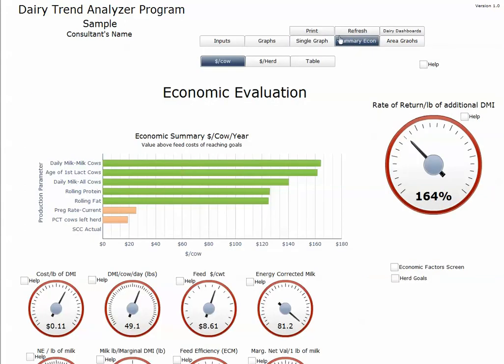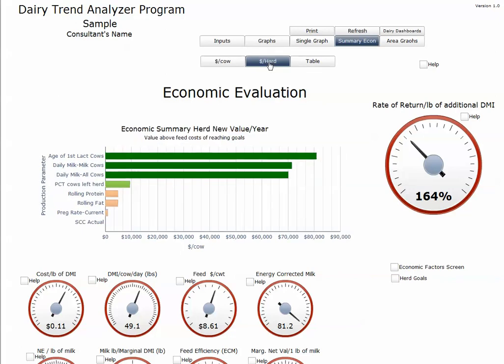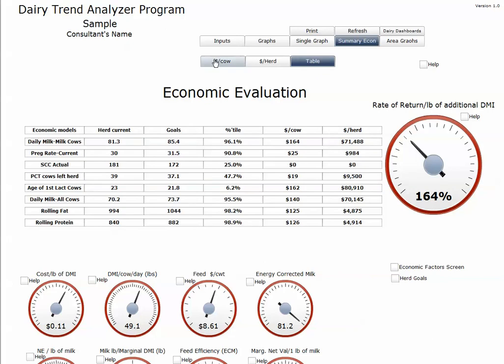There is also an economic summary where all of the economic models are summarized in terms of their value. So this is the value that we saw earlier of 164 per cow, of changing the milk level by 5%, age at first calving reduction, etc. You can look at this on a per cow basis, a per herd basis, or a table basis.